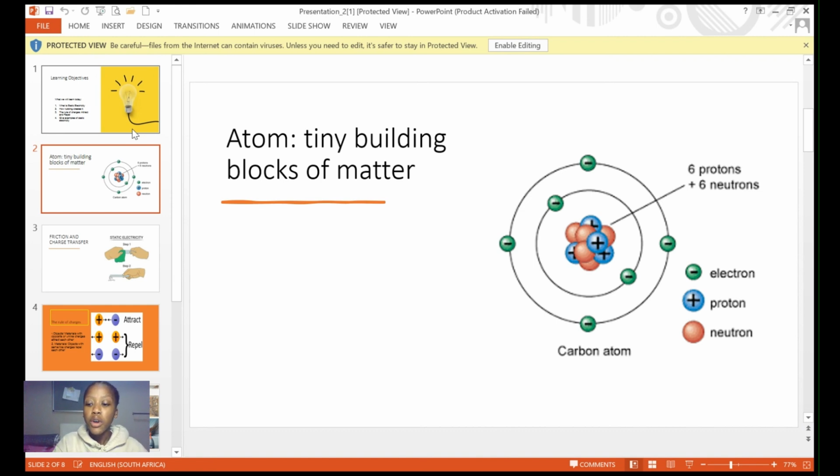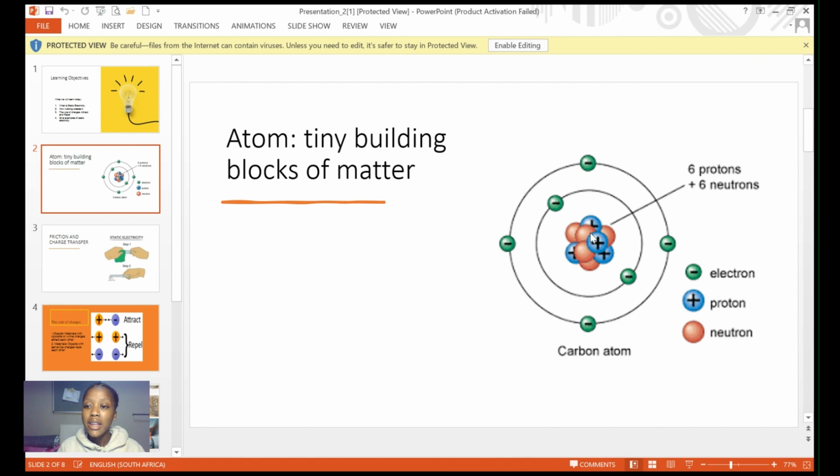Okay, now we're gonna go through our second slide, which is the atom. So firstly, before we talk about static electricity, we need to talk about the atom, because the atom is the only way that's gonna make us understand the charges and how electrons are being transferred. So at first, an atom is a tiny building block of what? Of matter.